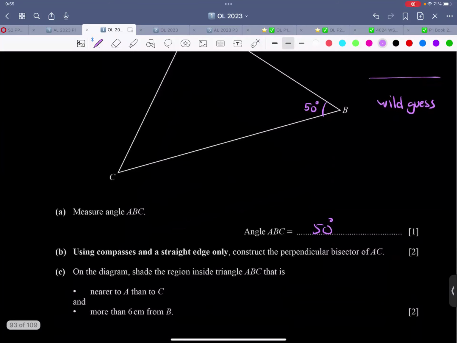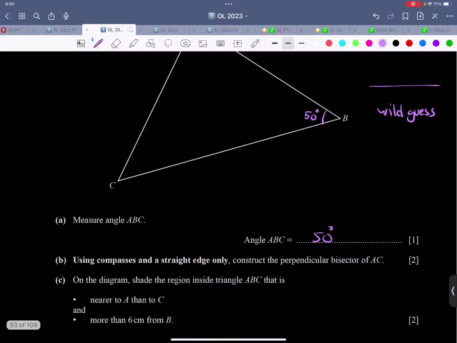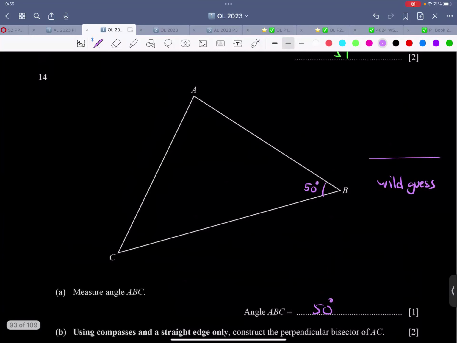Using compasses and straight edge, construct the perpendicular bisector of AC. So we have A, we have C, we need a perpendicular bisector. So we open the compass to more than half. Let me show you. We open the compass. This is AC, more than half. So maybe something like this.